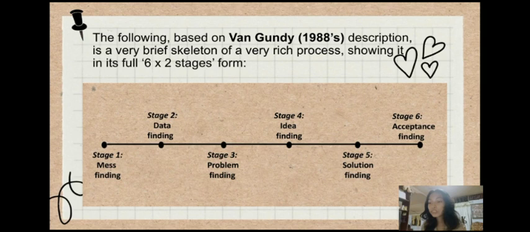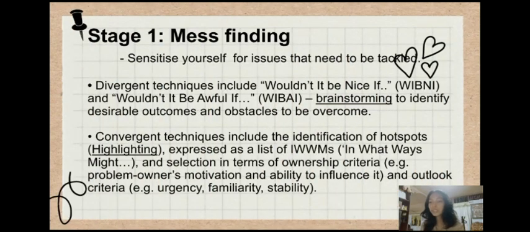The illustration here shows the brief skeleton of a very rich process, showing it in its full 6x2 stages. We have stage 1, mess finding, stage 2, data finding, 3, problem finding, 4, idea finding, 5, solution finding, and lastly 6, acceptance finding. So we have stage 1, mess finding.